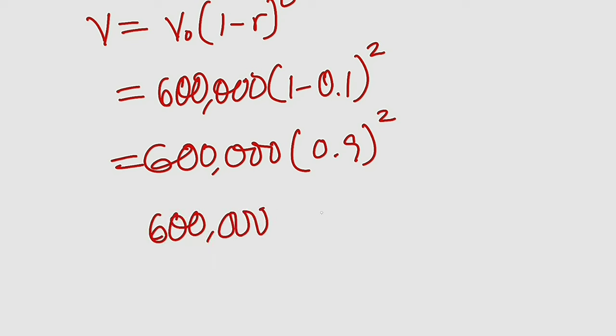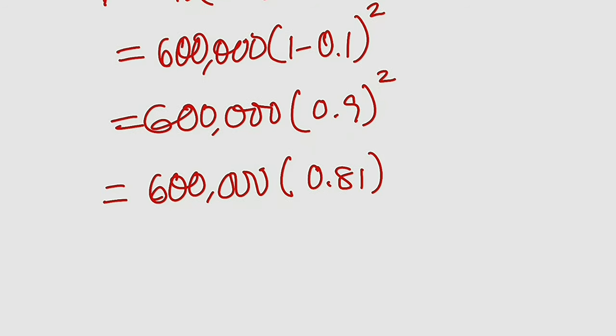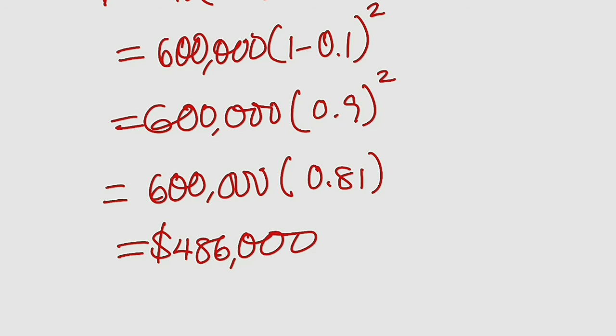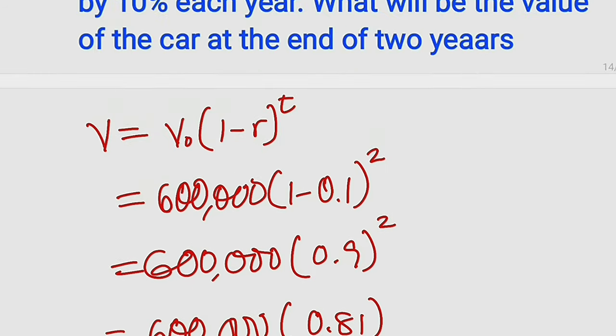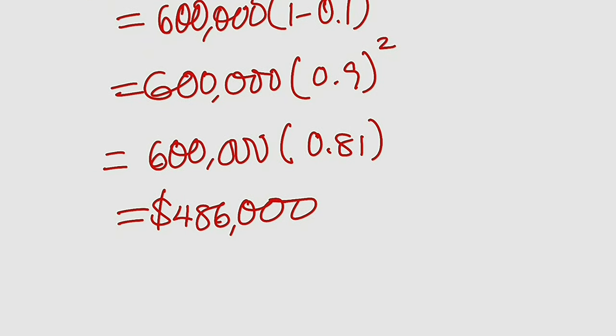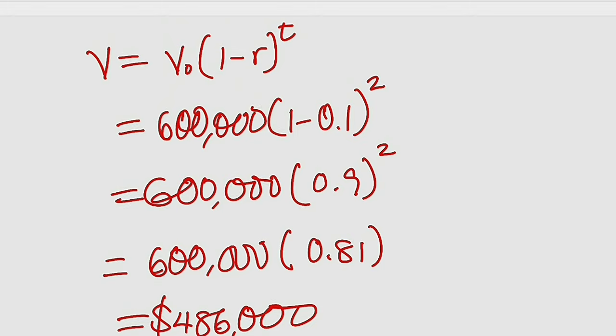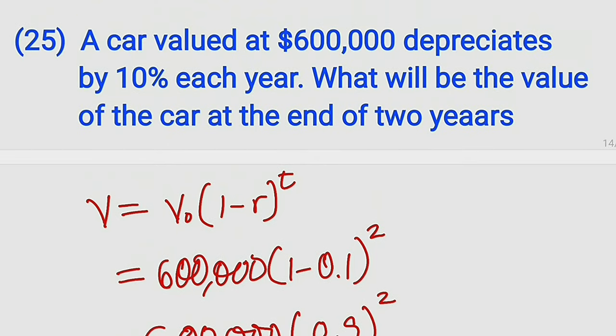600,000 multiplied by the whole of this, which is 0.81. And lastly, we're going to multiply these two values together, and that is $486,000 after 2 years. So from 600,000 to 486,000, you see there's a depreciation in the price or in the value.